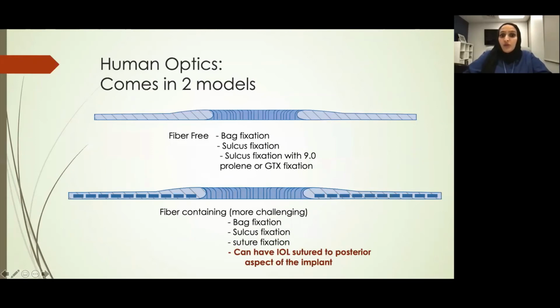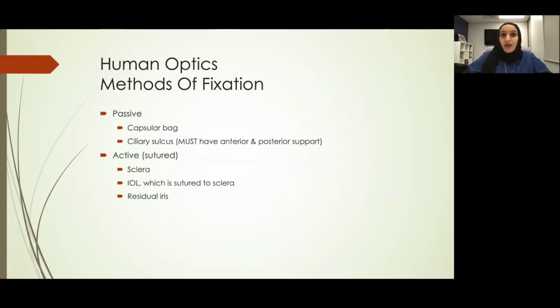It comes in two models, fiber-free and fiber-containing. The two models can be fixated in all fixation spots, like back fixation, sulcus fixation without suturing, and sulcus fixation with suturing. The only difference is that if we plan to suture our IOL to the posterior aspect of the implant, we should then order the fiber-containing, which is a more challenging device to handle. Methods of fixation: it can be either a passive fixation where we don't suture it.